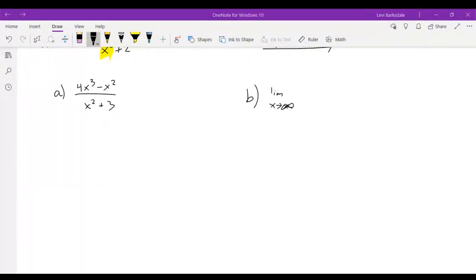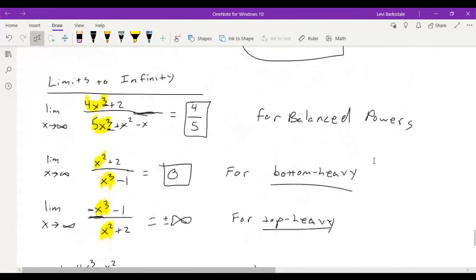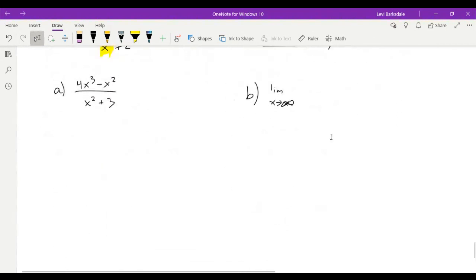That 4 over 5 is considered a horizontal asymptote. You are correct in that assumption, because as x goes to infinity, the function value approaches 4 over 5. That's the definition of a horizontal asymptote, essentially the limit as x goes to infinity if it approaches some real number. So for instance, a 0 or some constant like 4 over 5.